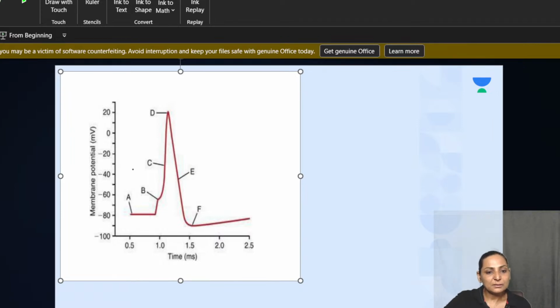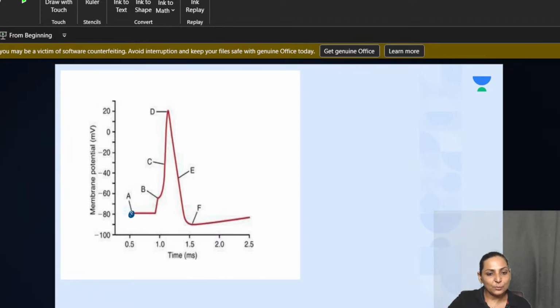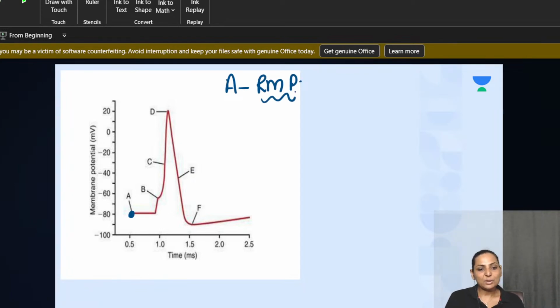Now, with this point A, you know what this point A is? You must understand that also. So here, point A is the RMP, that is, resting membrane potential. Now the RMP of different tissues is different. The reason is that it depends upon the ICF and the ECF distribution of ions, right? So point A is the RMP.